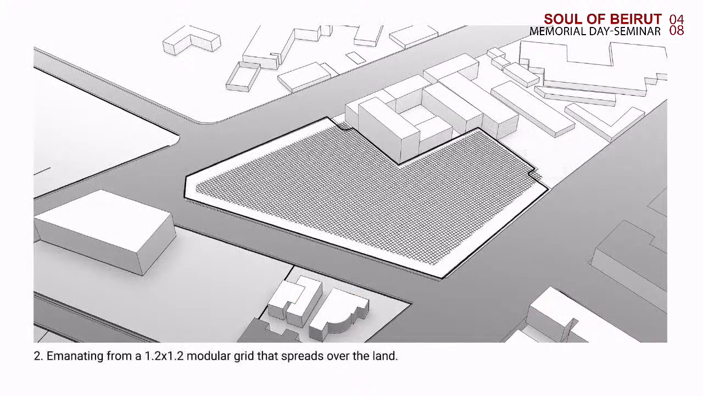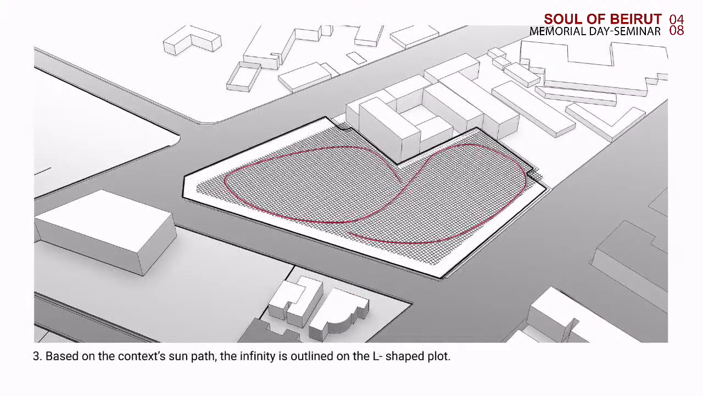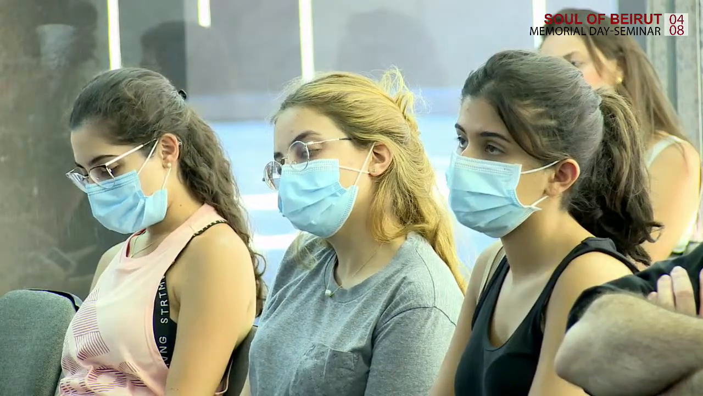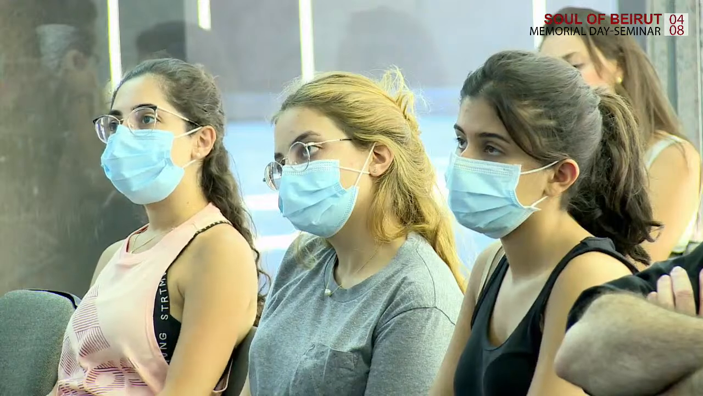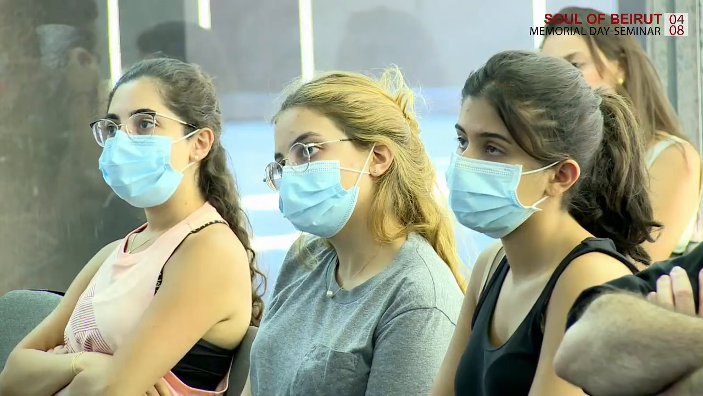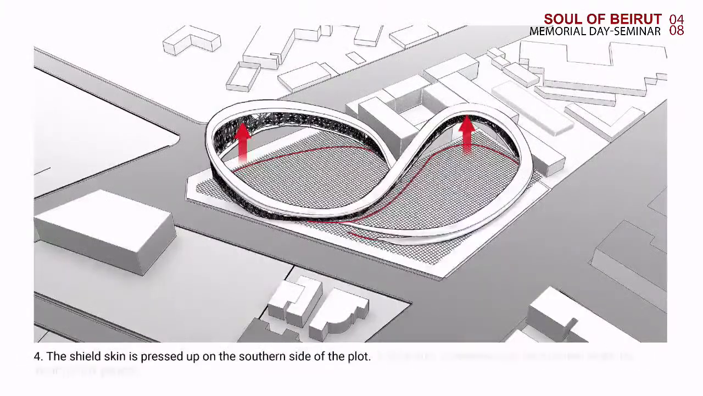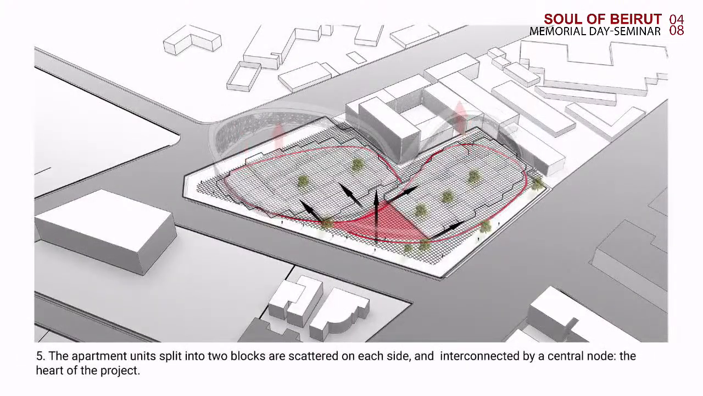So first, emanating from a modular grid, we created an infinity loop that reminds us of the infinity of the desert. And then we uplifted the southern side so we can protect the overall project. So the southern side is the skin shield that reminds us of the desert of KSA. And then the intersection was reserved that will connect the overall project together, the private and the common spaces.